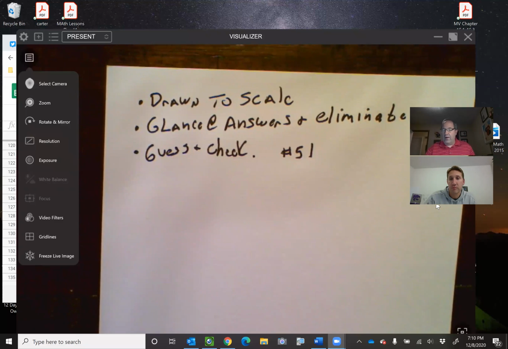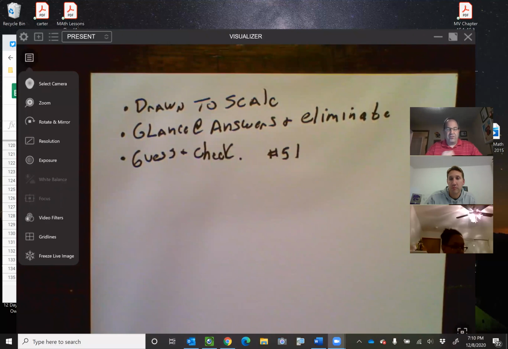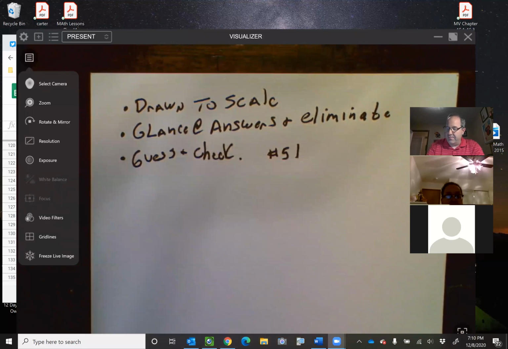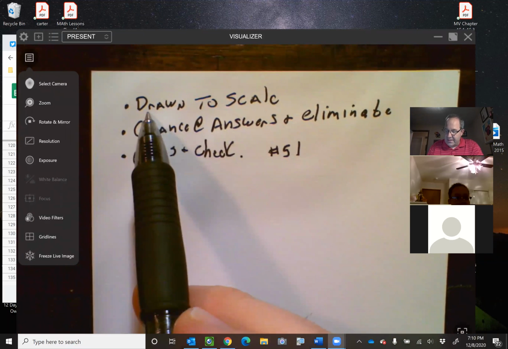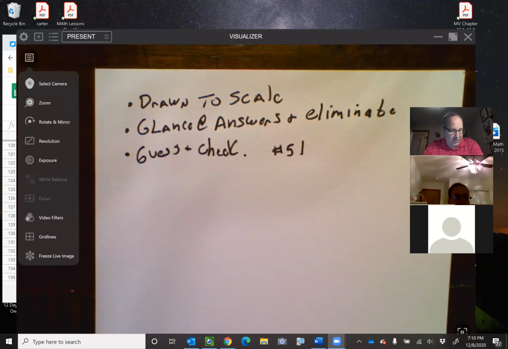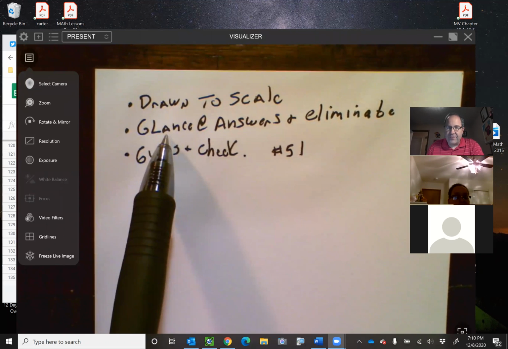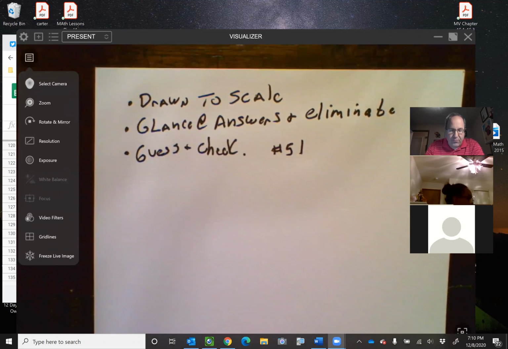Okay, so I kind of want to go over the strategies that we had talked about yesterday. The first one is that things are drawn to scale, contrary to what ACT says. So we can always use that to our advantage. We'll see that today. We also talked about glancing at the answers so we know what kind of formats are going on and eliminate the choices that are not correct. That'll help you avoid selecting the halfway answer that's wrong, right?